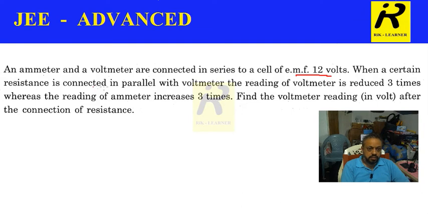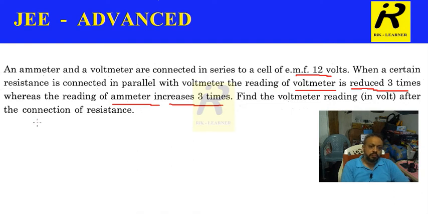When a certain resistance is connected in parallel with the voltmeter, the reading of the voltmeter reduces 3 times, whereas the reading of the ammeter increases 3 times. So, be careful. Find the voltmeter reading in volt after the connection of resistance.